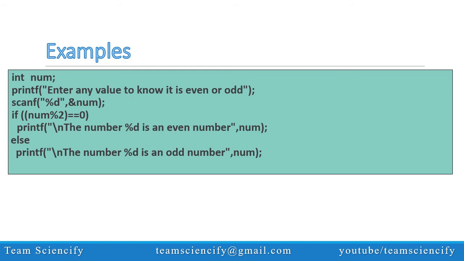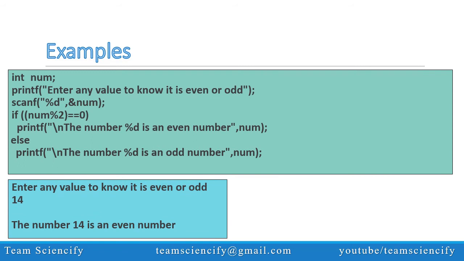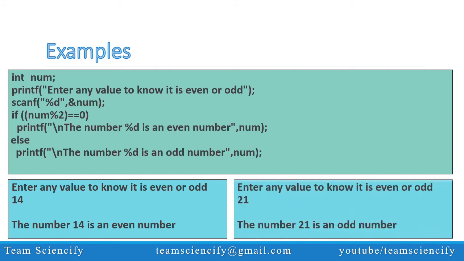Look at the example given. When you enter the number 14, in the output we get the statement: number 14 is an even number, because the test condition num%2 equal to 0 is satisfied. So the if statement will be executed. In the second example, when you enter the number 21, in the output we get the statement: the number 21 is an odd number, because the condition num%2 equal to 0 is not satisfied. So the if statement will be skipped and the false block statement, that is the else part, will be executed.